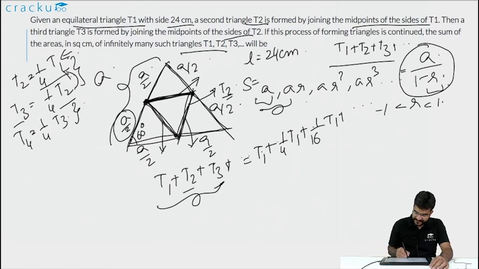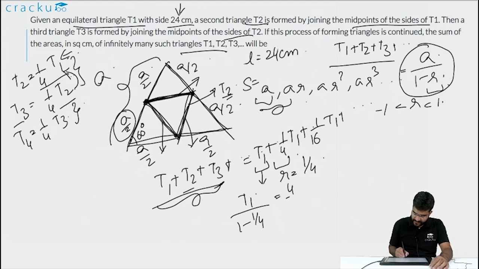In this case, the first term of the geometric progression is T1. The area of T1 we can easily calculate because we know the length of the side, and the common ratio r is equal to 1/4. Therefore, the total area of T1 plus T2 plus T3 and so on will equal T1 by 1 minus 1/4. This is equal to 4/3 into T1, where T1 is the area of the bigger equilateral triangle.